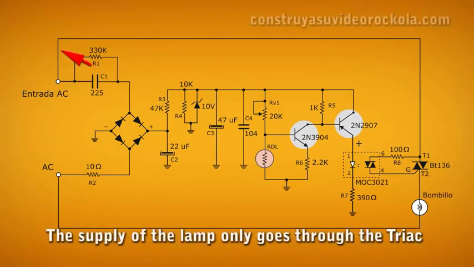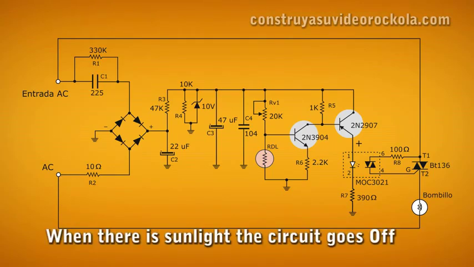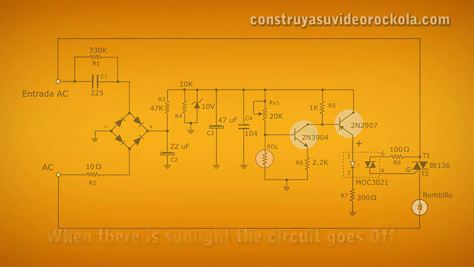When the LDR receives light again, its impedance is low and negatively biases the 2N3904 transistor base. Since the transistor is NPN, it is non-conductive, and therefore so is the other transistor. The optocoupler and triac do not conduct, and so they turn off the bulb.